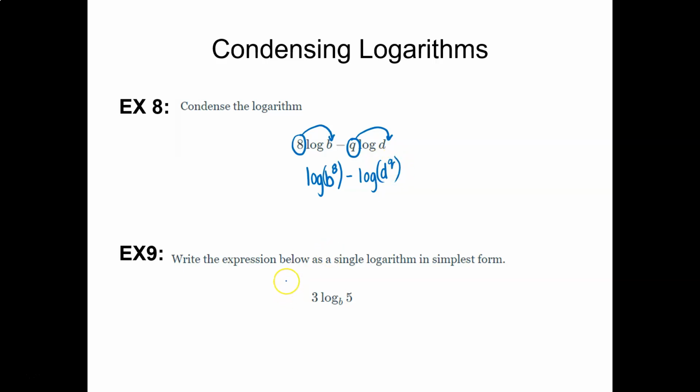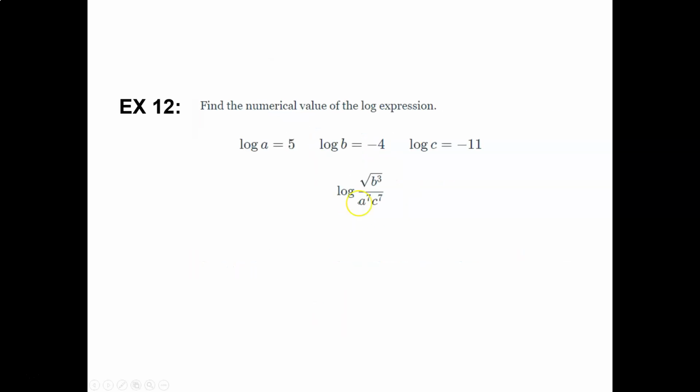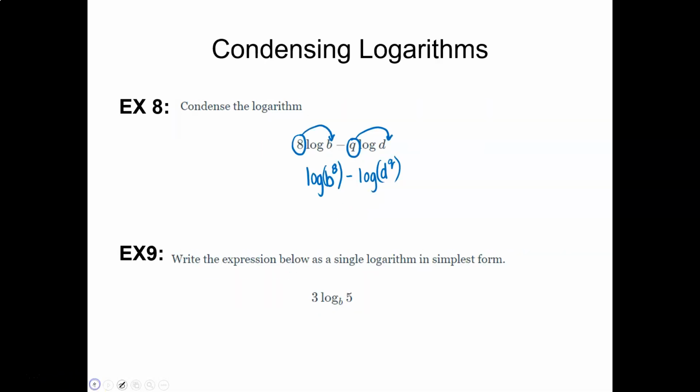And then, with the subtraction, what do I use to put those together? What is that? Quotient, where we divide, right? So we will have log of b to the 8th power over d to the q power.